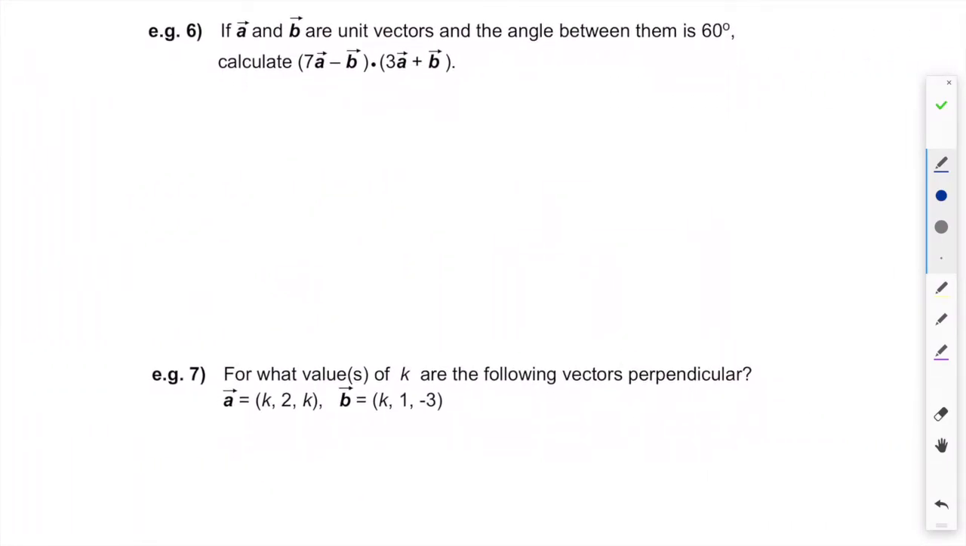Here we have example 6. If vectors A and B are unit vectors and the angle between them is 60 degrees, calculate (7a minus b) dot (3a plus b). All right, so we can try to use distributive properties to work out this dot product first before we try to substitute anything into the expression. So let me rewrite the question.